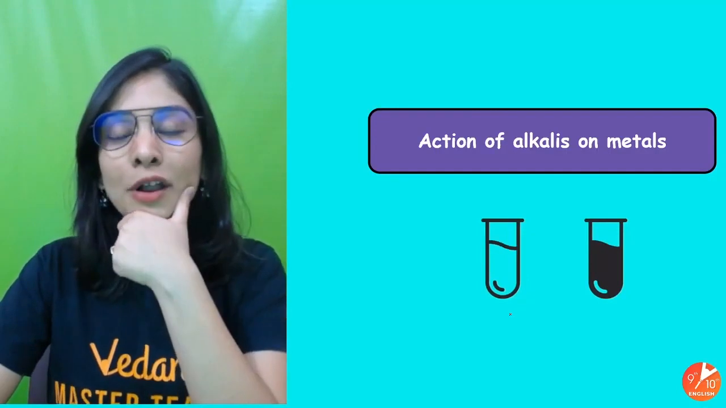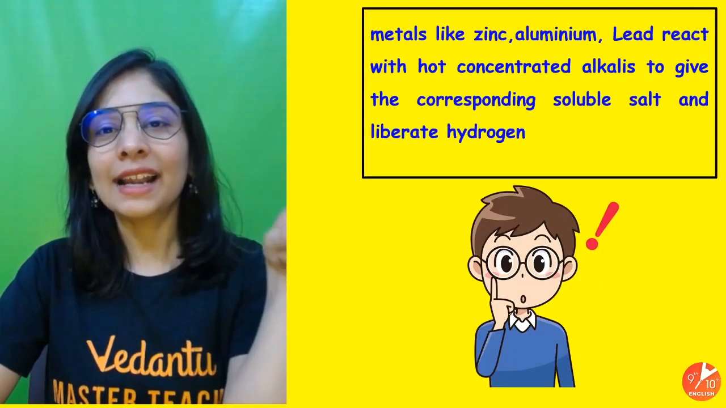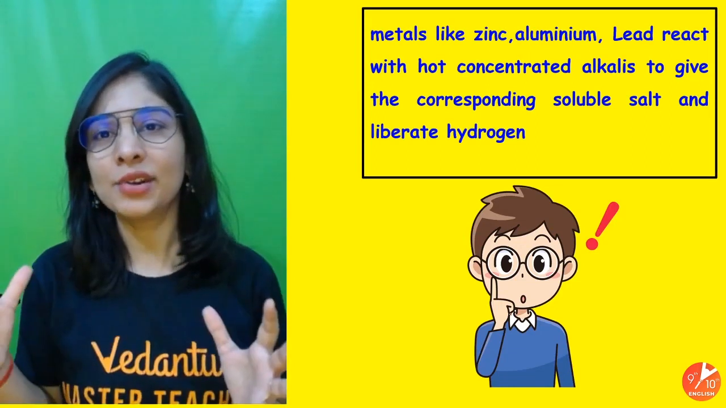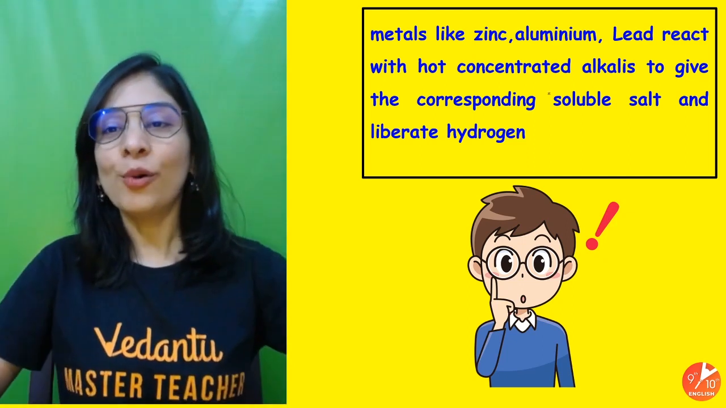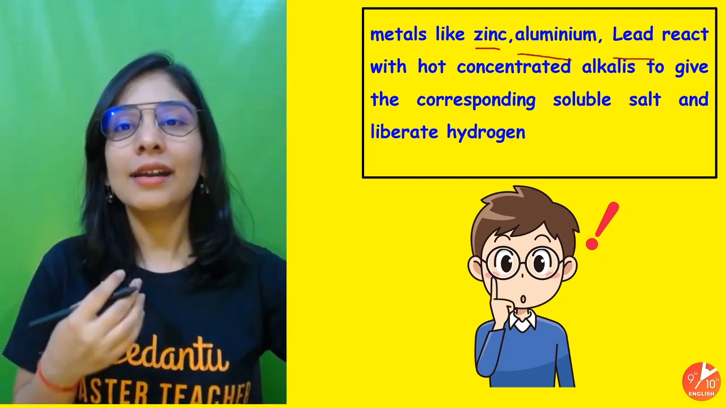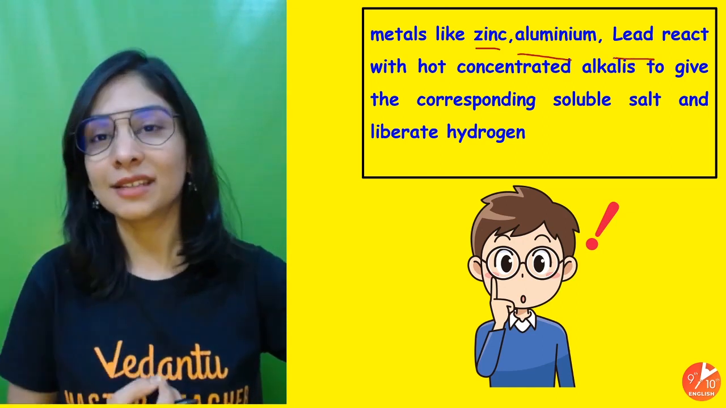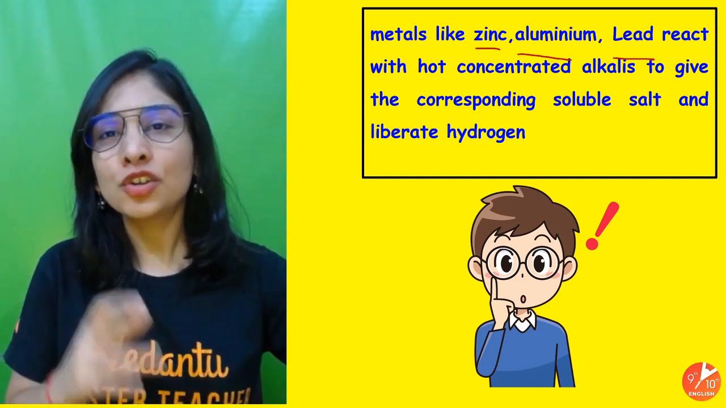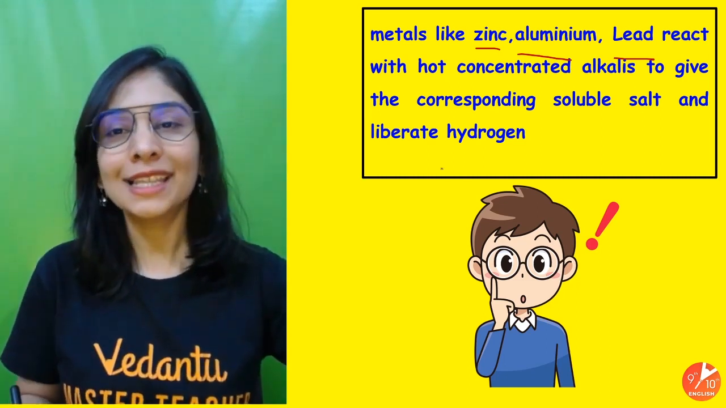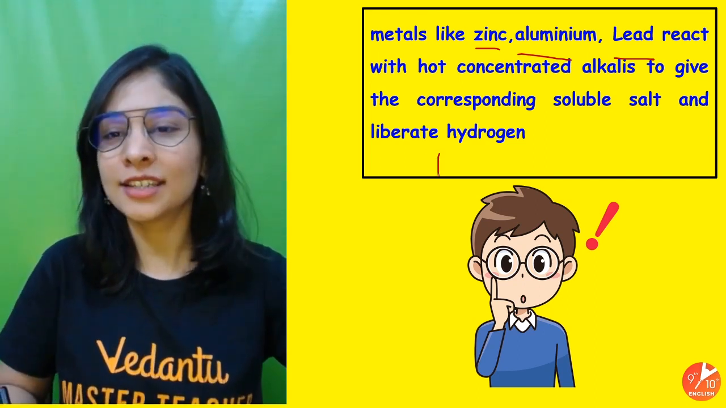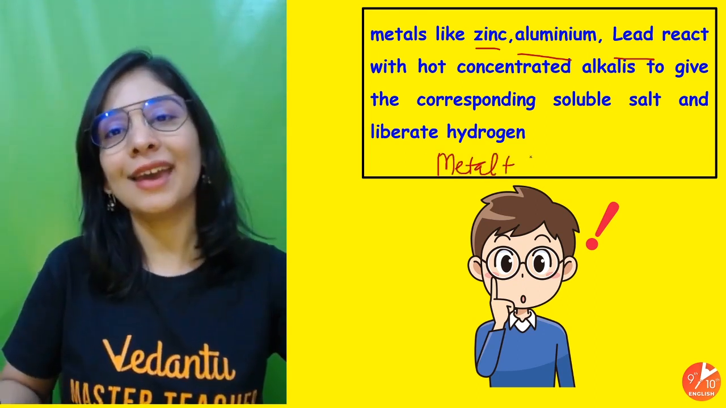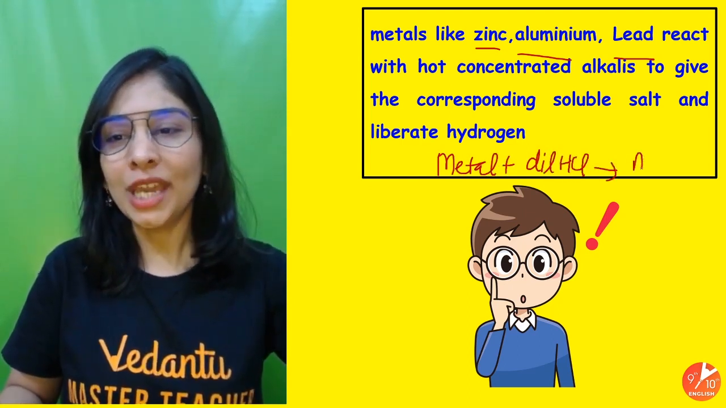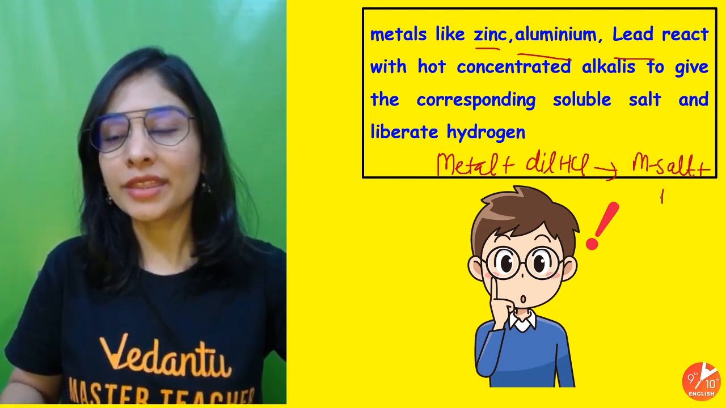Okay. So first of all, exactly which kind of metal can react with alkalis? Is it that all the metals can react with alkali? Sadly, no. Only zinc, aluminium and lead are among the metals that can react with concentrated alkali solution. What could be the reason? We'll talk about this. First of all, it follows the same kind of reaction that a metal shows with a diluted acid. What product do we expect? We get a metal salt along with hydrogen gas.